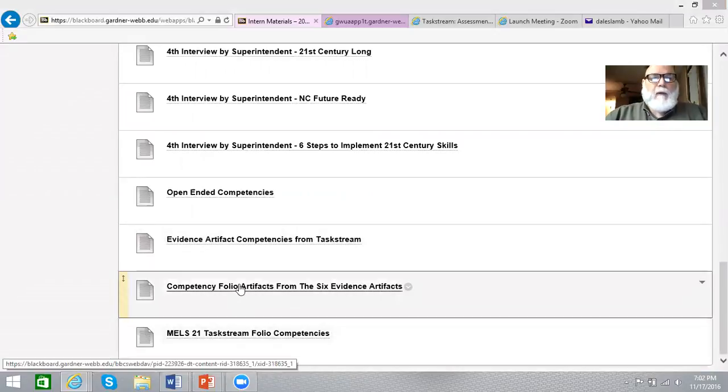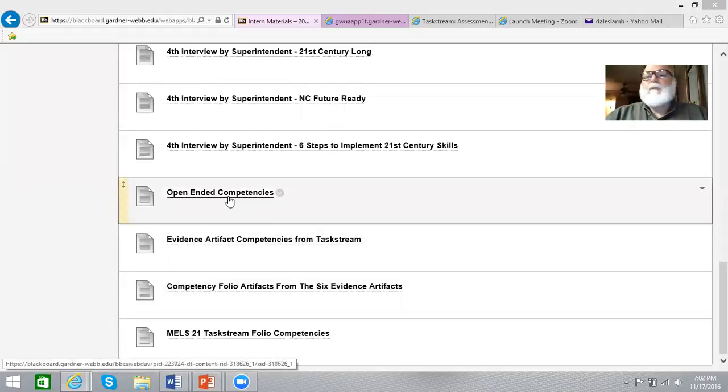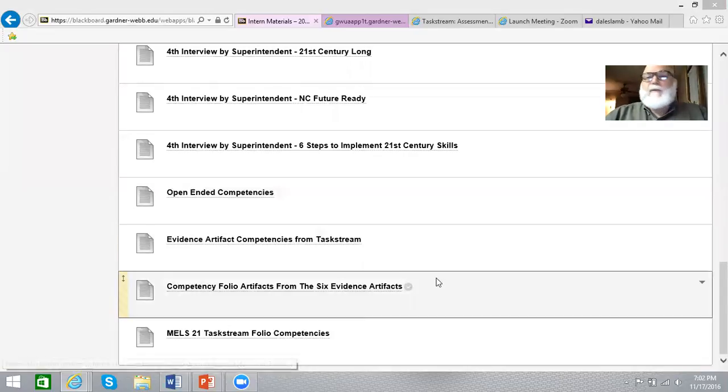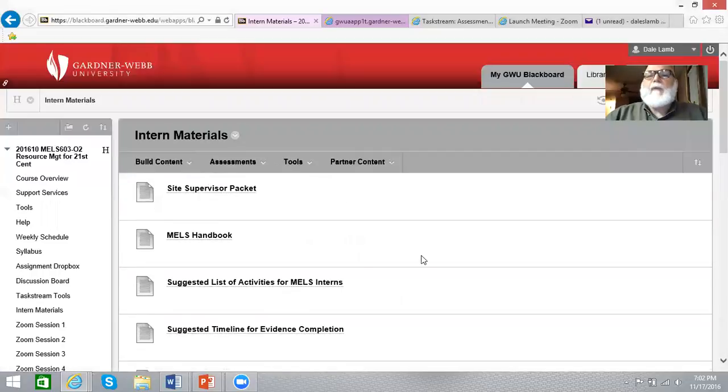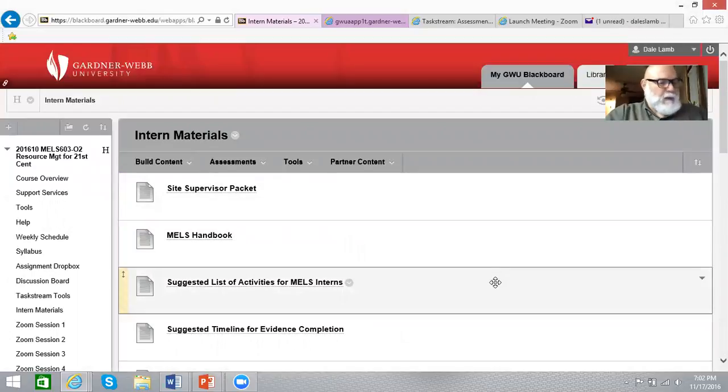I have competency folio artifacts from the 6 evidence artifacts. That tells you where you can find examples of proofs from your evidence artifact work. And I also have open-ended competencies where you can find proofs of competency from the suggested list of activities for interns during the 400-hour internship at your school. So I have these 2 documents for you. Again, they're under interns. I want to, if I can, go to TaskStream and show you that you need to request comments.